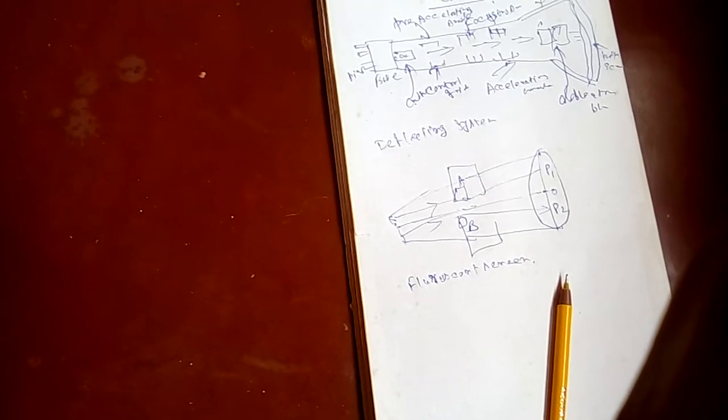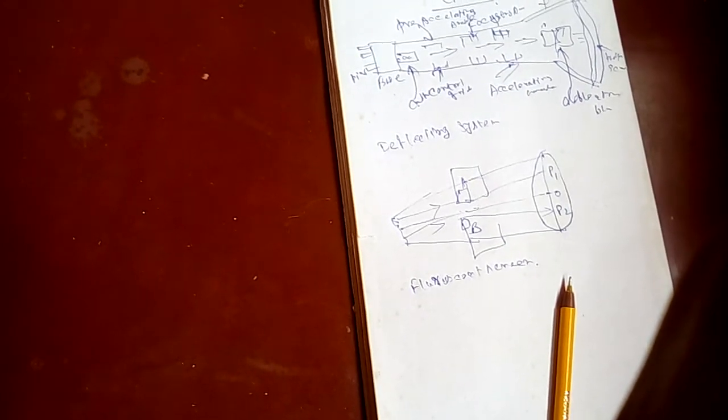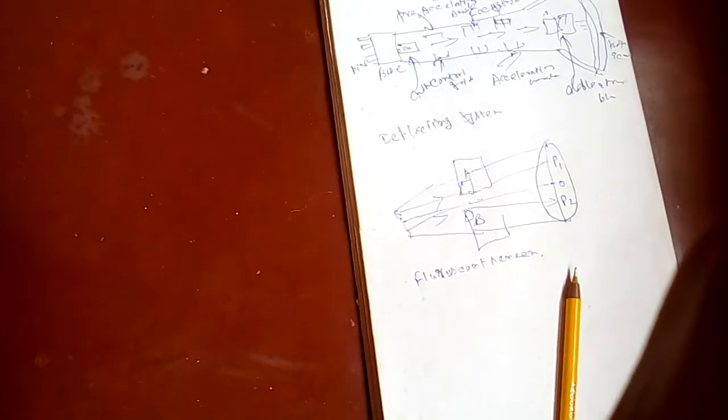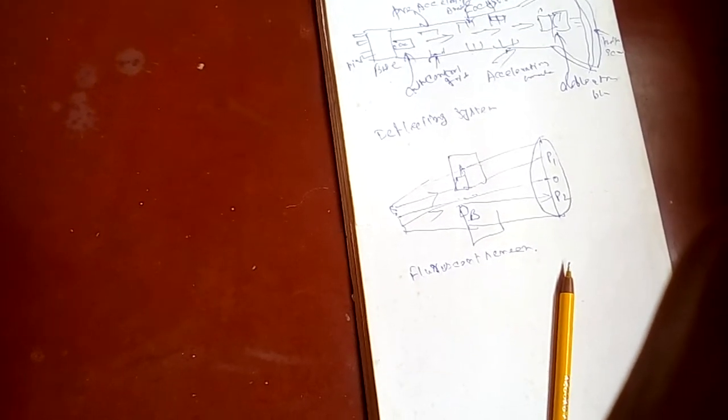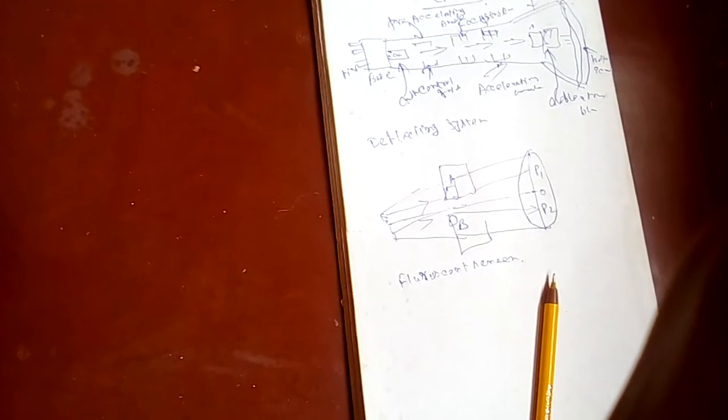These are the main components of the CRO. The deflection sensitivity of the electron beam depends upon the particular design. It is usually expressed in mm per volt, and it is the reciprocal of the deflection factor.